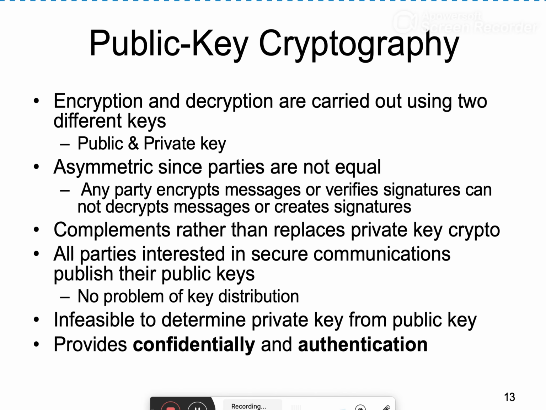So in a public key cryptographic algorithm, the encryption and decryption process is carried out using two different keys. If the public key is used for encryption, then the private key will be used for decryption. If the private key is used for encryption, then the public key will be used for decryption. Why do we call it an asymmetric encryption algorithm? Because both parties are not equal. If the sender is using a private key, then the receiver will have to use a public key. So that's why we call it asymmetric cryptography.